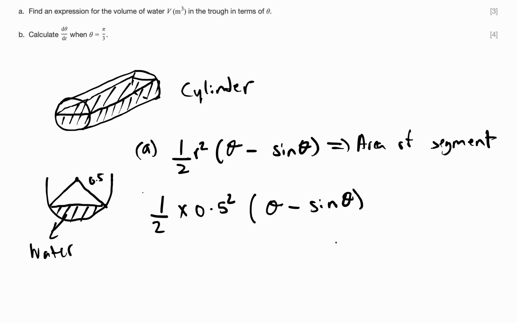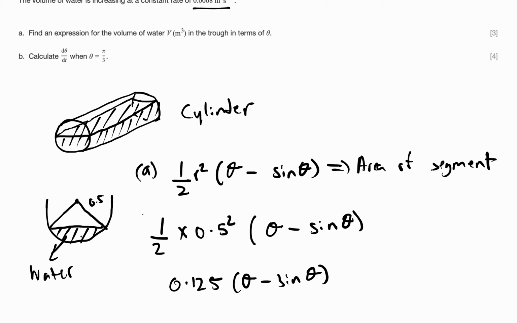What is this giving me? This is giving me the area of this particular segment, how much water is filled in this 2D cross section, not the volume. If I make this simpler, I simply get half, which can be written as 0.5, and 0.5 times 0.5 squared is 0.5 cubed, which is 0.125 times theta minus sine theta. Well, that just tells me the area of the cross section.